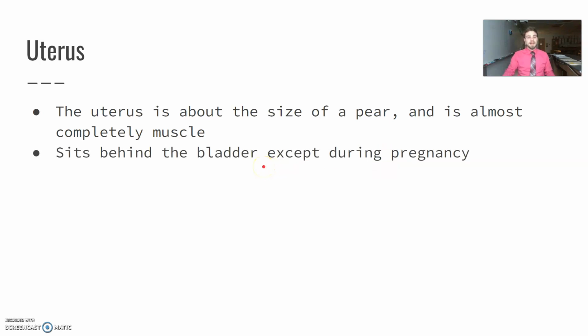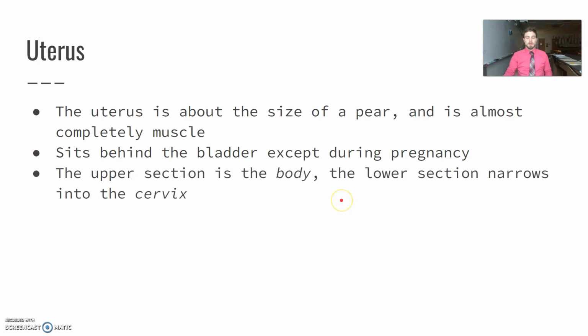And it sits behind the bladder, so it's inferior to the bladder except during pregnancy when it becomes so large that it'll sit dorsal and superior to the bladder because it'll kind of wrap over the top. The upper section of the uterus is known as the body, while the lower section is going to narrow into what's known as the cervix.